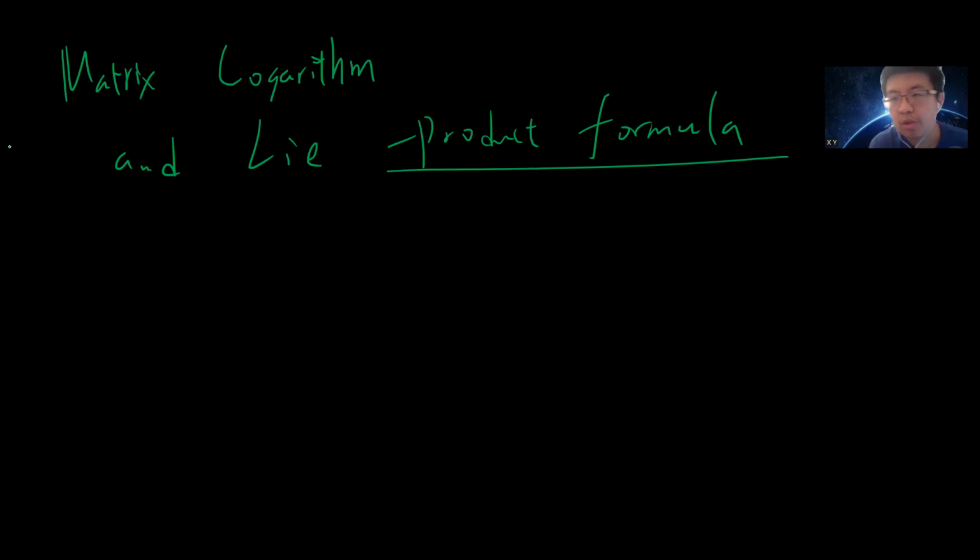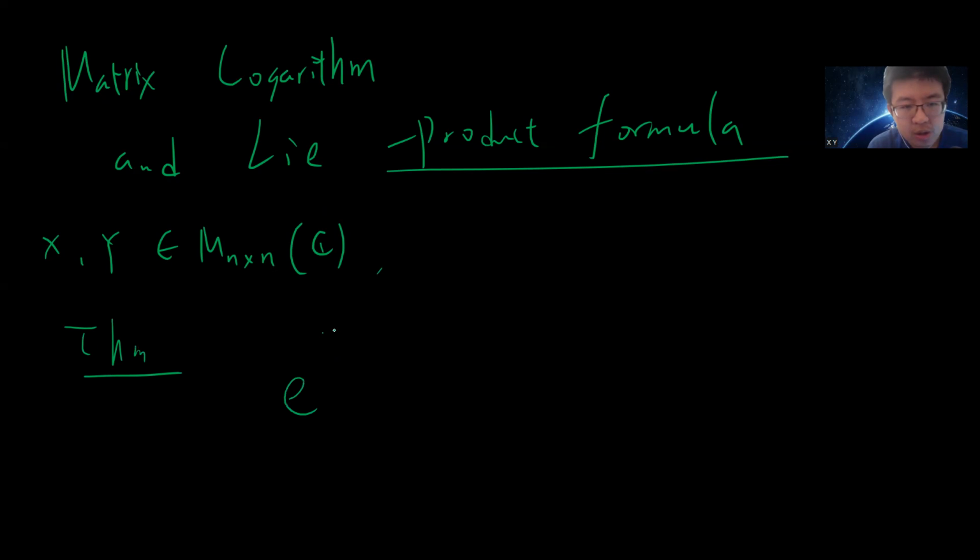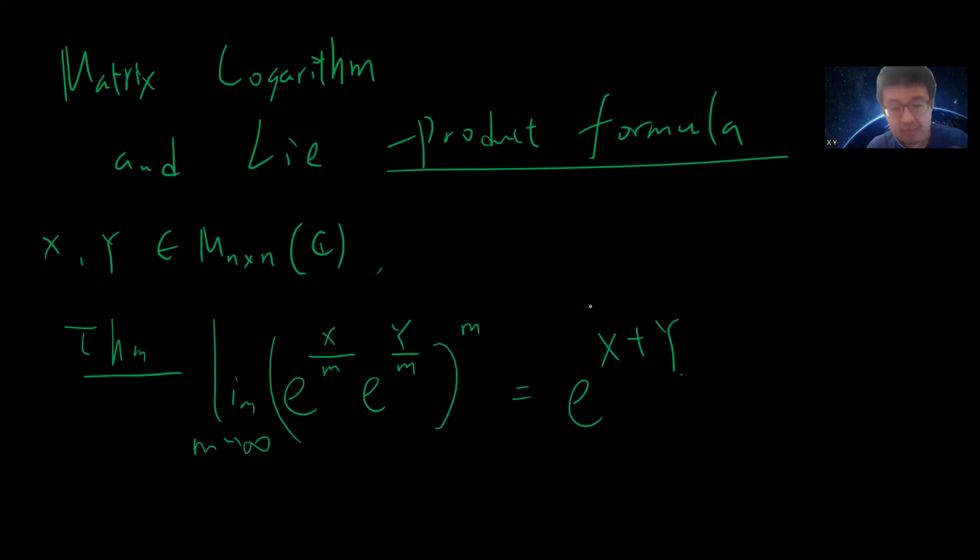Let me quickly state the product formula and say why we need a matrix logarithm to give you the proof of the product formula. The idea is to consider n by n matrices with complex coefficients, and the theorem says that if you take e to the X over m times e to the Y over m, go to the power m, and take the limit as m goes to infinity, this will give you e to the X plus Y. This is called the Lie product formula.